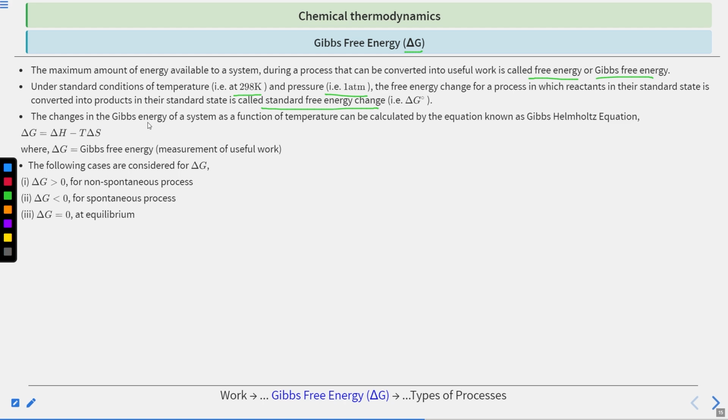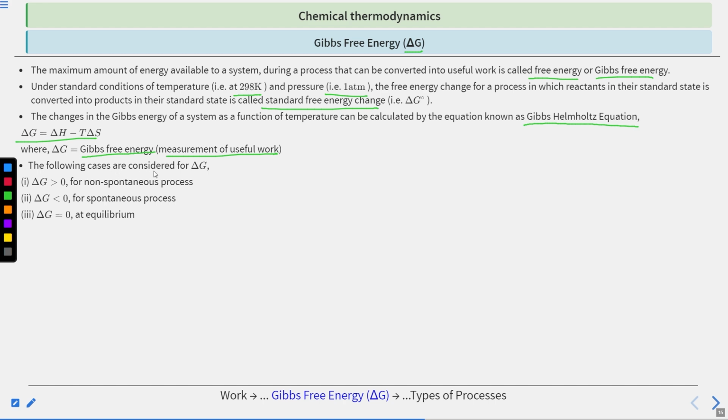The change in the Gibbs energy of a system as a function of temperature can be calculated by the equation known as the Gibbs-Helmholtz equation, given by delta G equals delta H minus T delta S, where delta G is Gibbs free energy, a measurement of useful work, delta H is the enthalpy change, T is temperature, and delta S is entropy change.